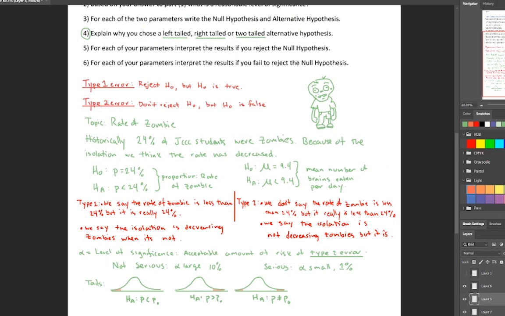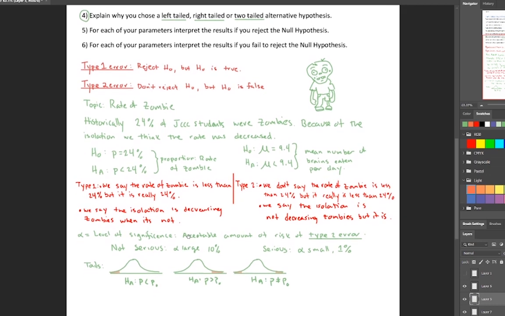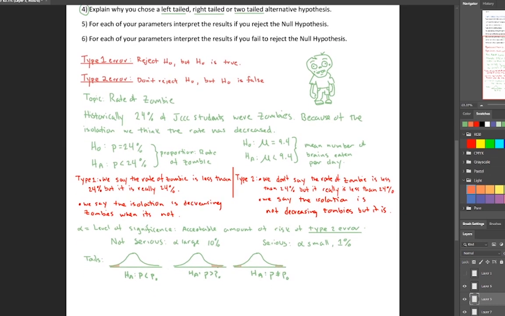For question 4, we're asked to explain why we chose left-tailed, right-tailed, or two-tailed alternative hypothesis. So here are my two alternative hypotheses. One is that the proportion is less than 24%, and the other is that the average number of brains eaten per day is less than 9.4 brains. And here are the three choices for left-tailed, right-tailed, or two-tailed. Each of them correspond to the different possibilities for alternative hypotheses.